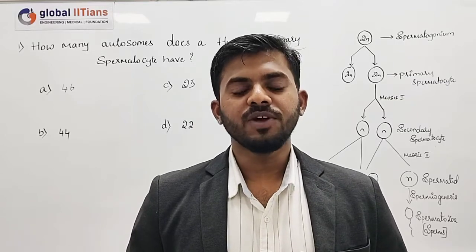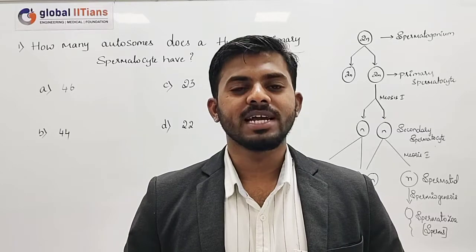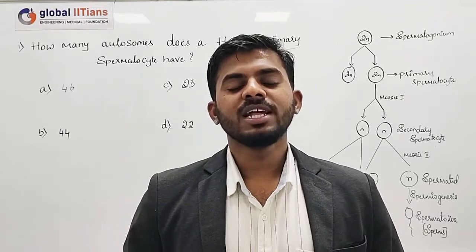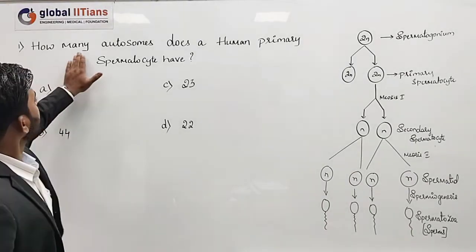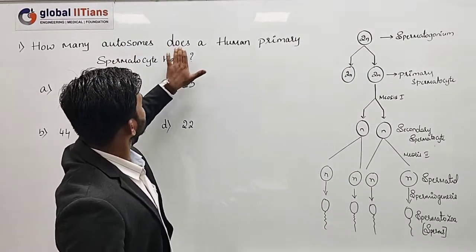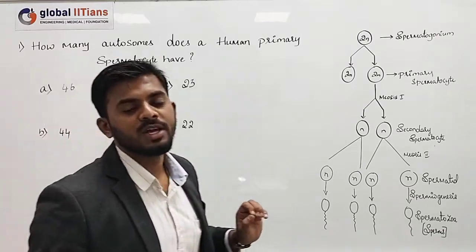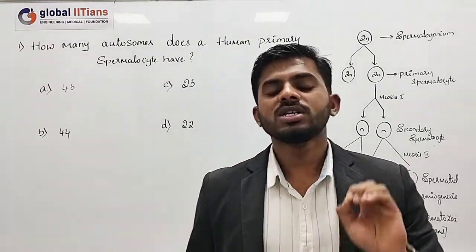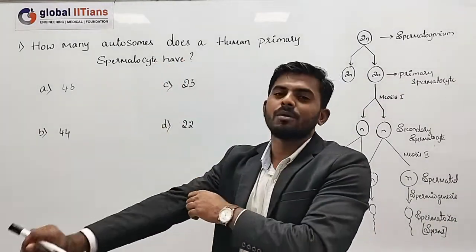In this video, we're going to have a look at some of the important questions which may appear in our coming examination. So now let's have a look at the question. How many autosomes does a human primary spermatocyte have? They're just asking here, what is the number of autosomes in the human primary spermatocyte?